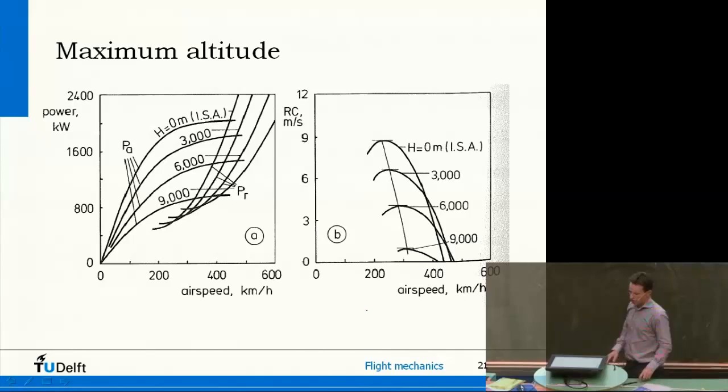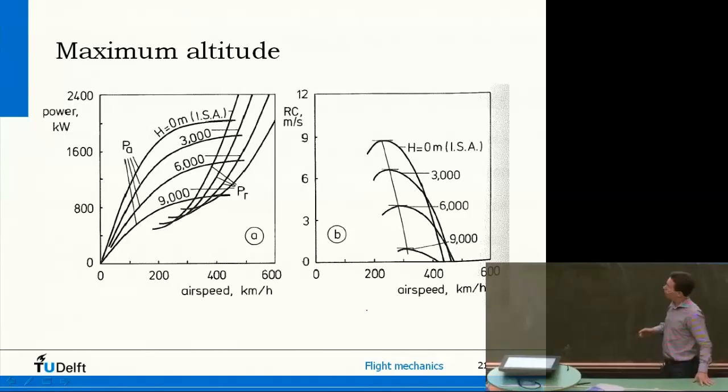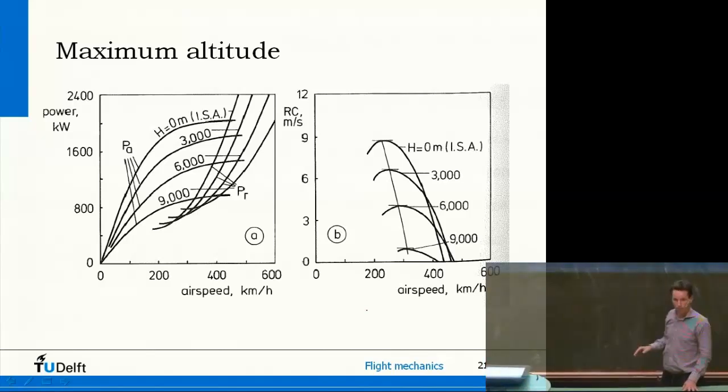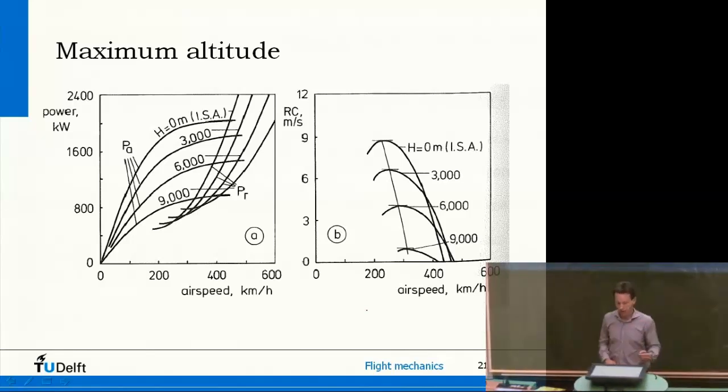Now, this is again for the actual aircraft, the performance diagram, and based on that diagram you can draw curves with rate of climb. So over here you can read how fast you can climb. So at sea level you could climb 9 meters per second, whereas at 9,000 meters you could maybe climb only at 1 meter per second.